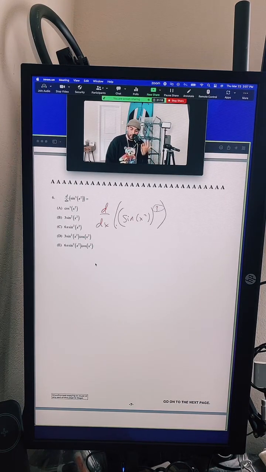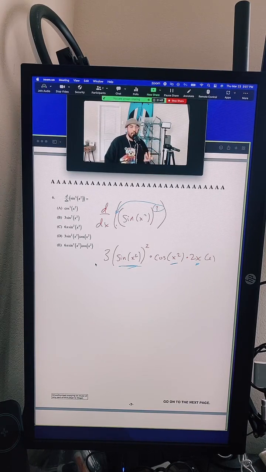We're going to implement the power rule, or I guess you can say chain rule here. We bring the 3 down, so this is sine of x squared to the power of 2. That was our new power. Times the derivative of what's inside. So now we got to take the derivative of that, and that's going to be cosine of x squared. Times the derivative of what's inside again, which is 2x. And some could argue that we got to take the derivative of what's inside of that one, which is x, which is just 1. But we don't have to worry about that. Okay, so this is our answer.